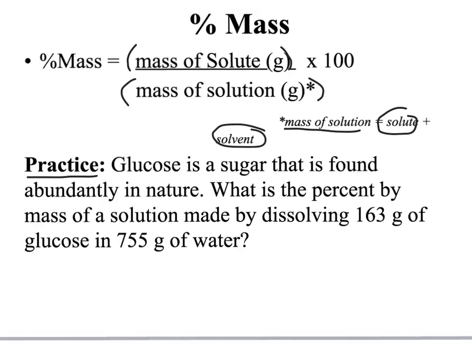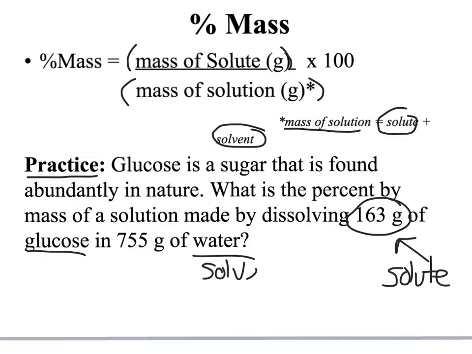If you have glucose, which is a sugar, we have a percent by mass of the solution made by dissolving 163 grams of the glucose. So the glucose is going to be dissolved in the water. So we know that that is our solute, all right? And the water is going to be our solvent. Now notice at the top here, it doesn't say mass of solvent, it says mass of solution. And we know that the mass of solution is the solute plus the solvent.